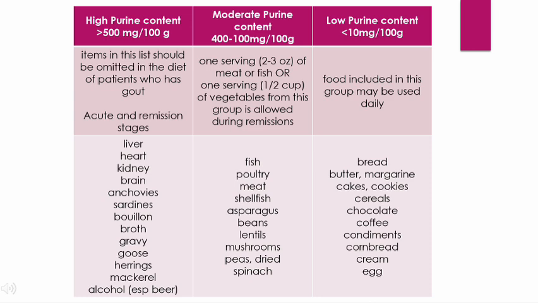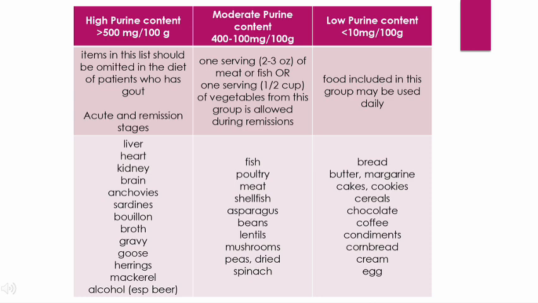Certain fish, such as anchovies, sardines, herring, and mackerel, are also included in this group. Other items include broth, gravy, and bouillon because purines can be concentrated in these preparations. Goose meat is also high in purines. And importantly, alcohol, especially beer, is a major trigger for gout attacks. So the key message here is, these foods should be avoided as much as possible.